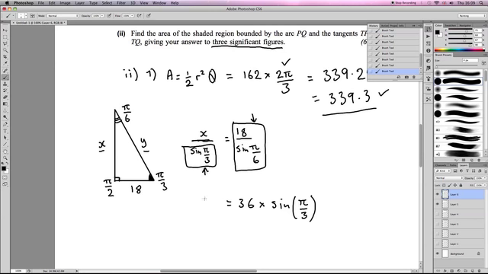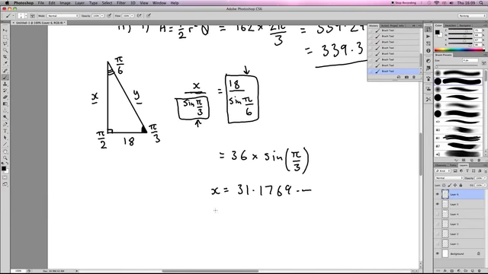I need to times it by this now. So if I times by sine, and again open brackets, pi divided by 3, I've got this massive length. It's not really massive, but a length of 31.1769, and so on. Again, it's up to me if I want to round it up. I will round it up. I'll do 3 significant figures. There we are.